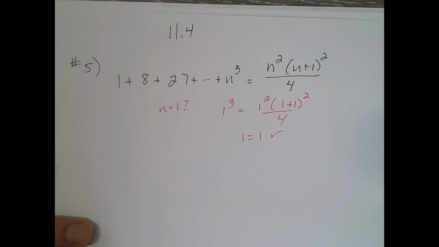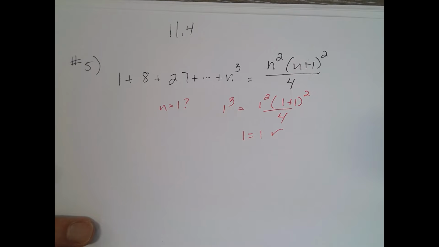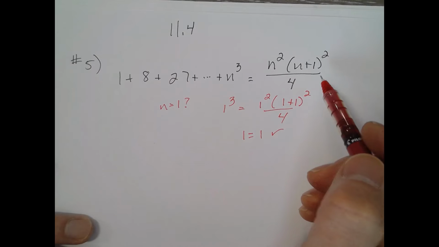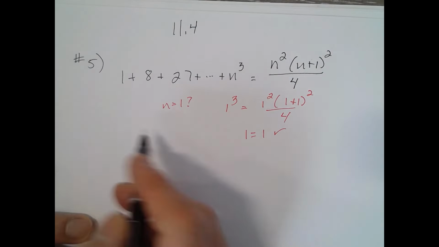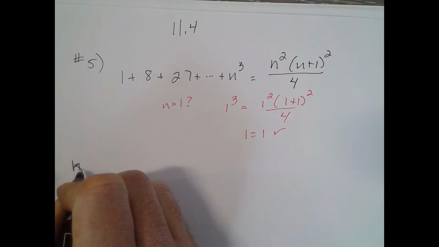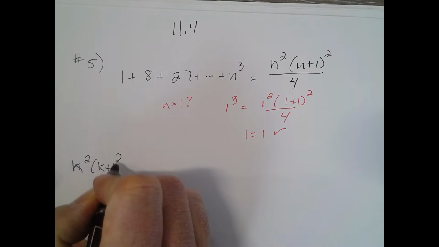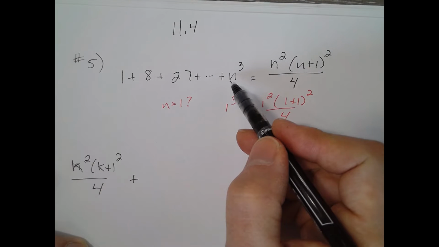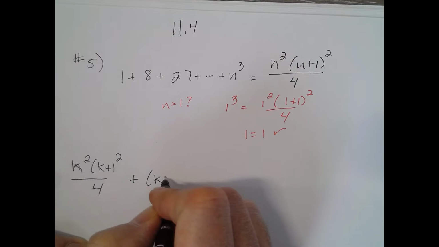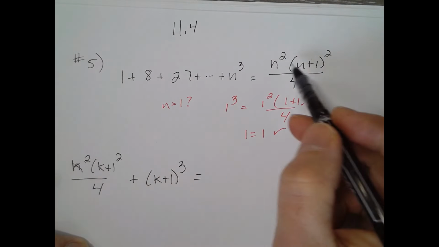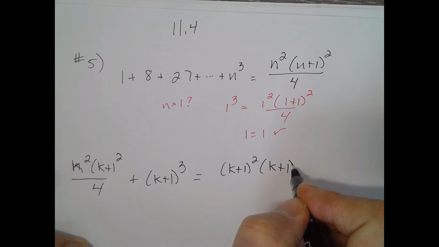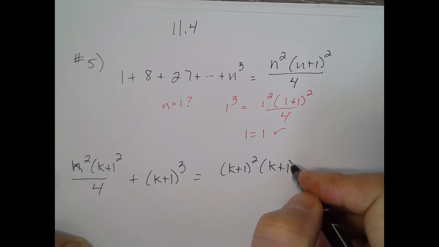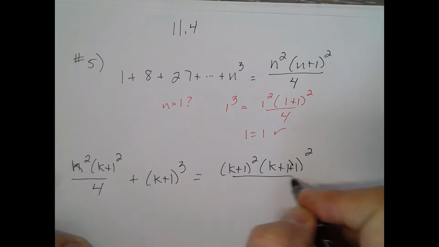Okay, so now we assume it to be true for n equal to k. Now let's see if it's true for the next term, which would be n plus 1, but we can't use n plus 1 when we're proving it, so we'll just use it in terms of k. So this one in terms of k will be k squared times k plus 1 squared over 4, plus this one in terms of k plus 1, so that's k plus 1 cubed, should equal this one in terms of k plus 1, so k plus 1 squared, k plus 1 plus 1, plus 1 squared over 4.